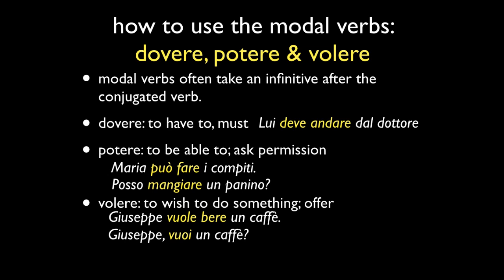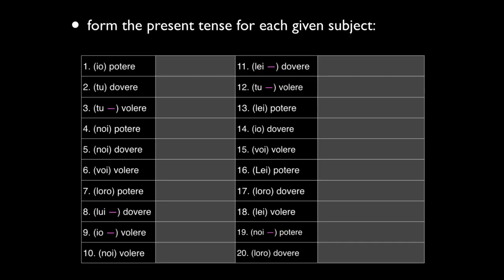And so that's to offer something. And notice it doesn't take an infinitive after the vuoi in that case. So that's one of those occasions where you don't need an infinitive to use these. Most of the time you're going to need that.